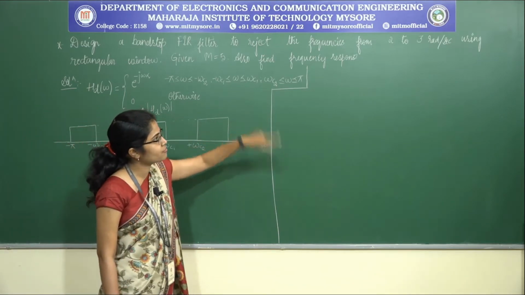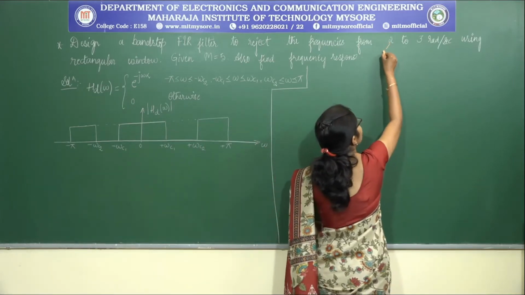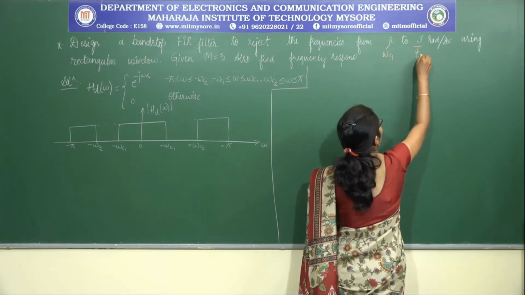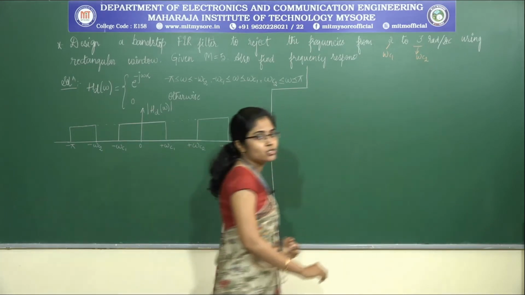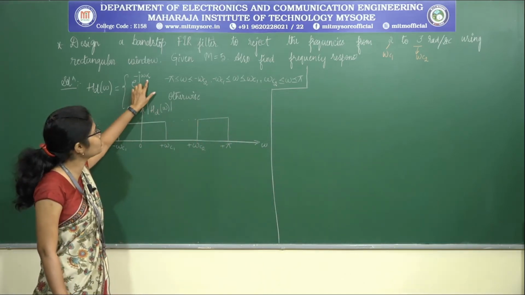and they are telling us it should reject the frequency from 2 to 3 radians per second, where this 2 is nothing but our omega C1 and 3 is nothing but our omega C2. Okay, so we have the data as omega C1 and omega C2, and the unknown term is alpha.